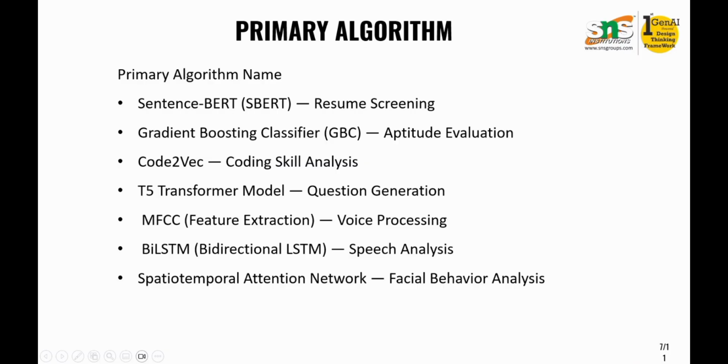For speech analysis, the system extracts audio features using Mel-frequency cepstral coefficients and evaluates them using the BiLSTM neural network. This helps analyze communication clarity, confidence level, and speaking pattern.